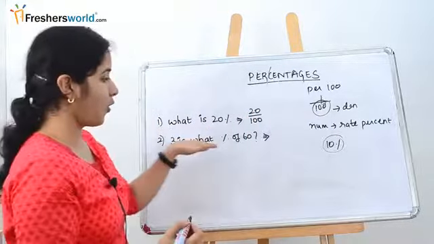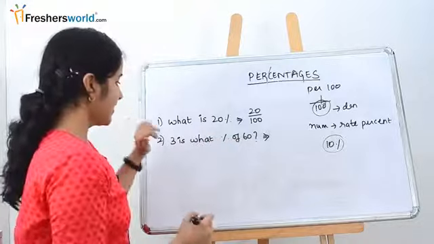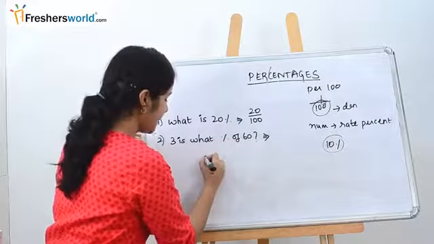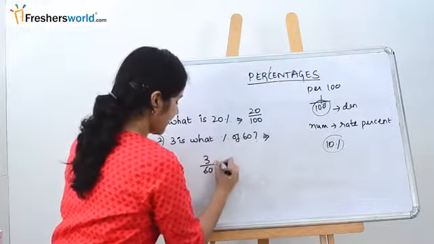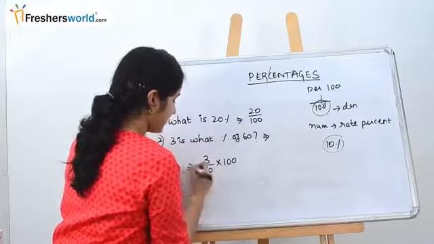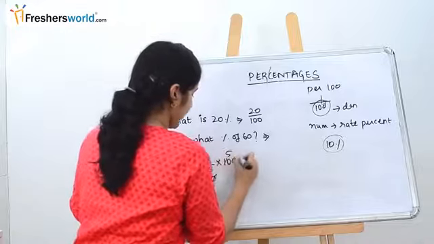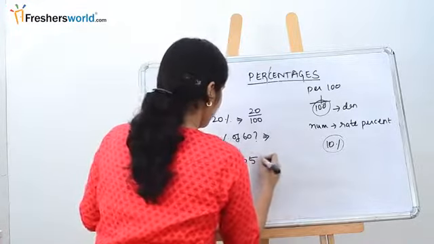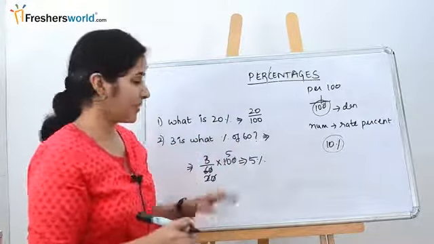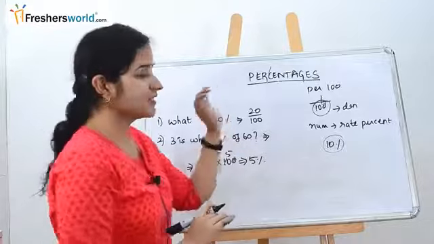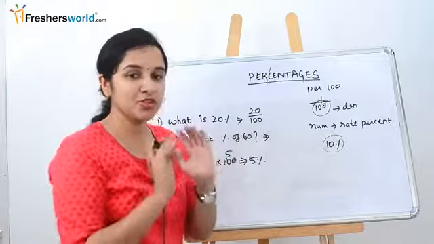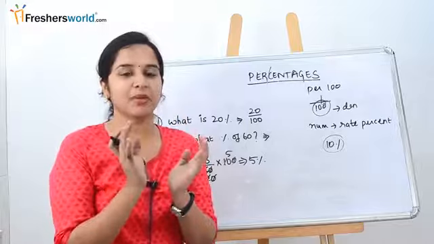3 is what percent of 60? They are asking, 3 is what percent of 60? So 3 by 60 into 100, which is nothing but 5%. 3 is nothing but 5% of 60. This is the basic concept in percentage. You should understand why we are dividing it by 100.